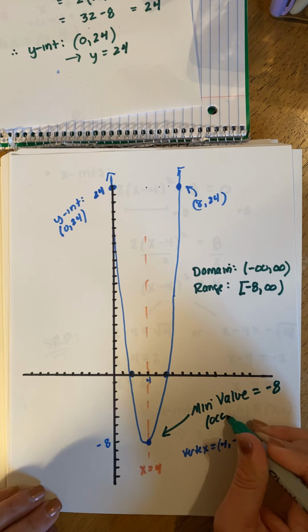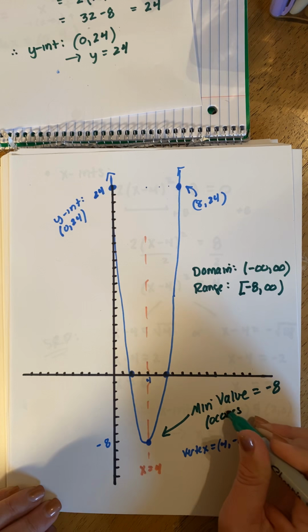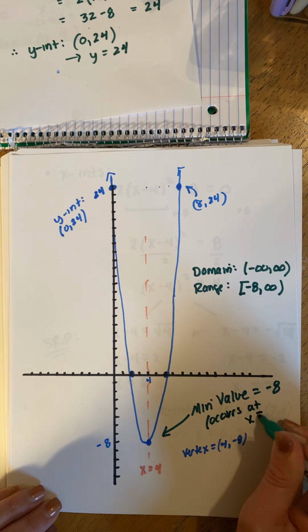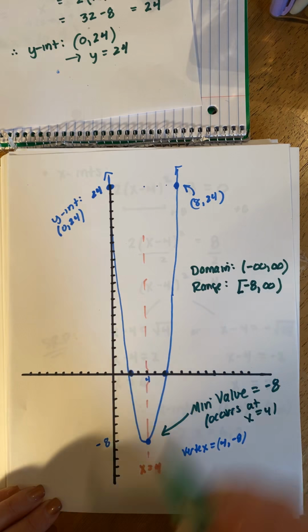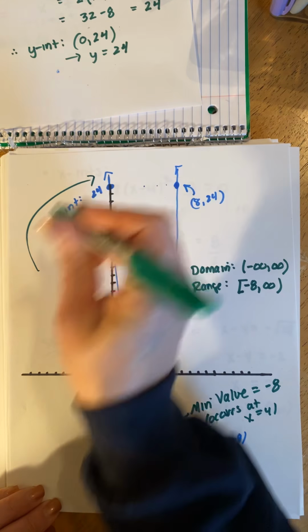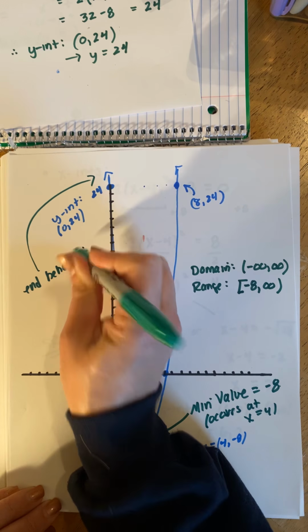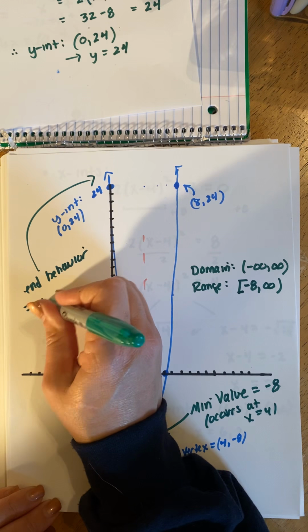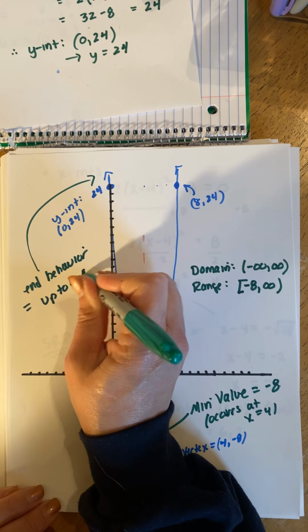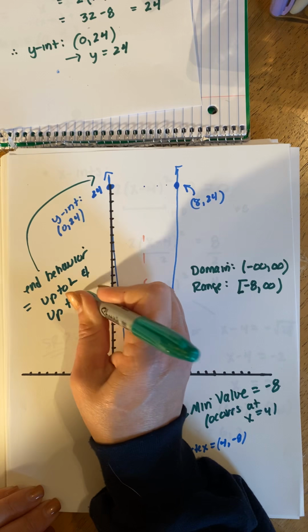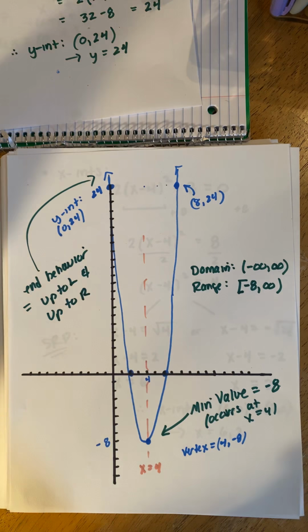If we want to know where it occurs, at x equals 4, but the actual value is the output. And then the end behavior is equal to up to the left and up to the right. There we go.